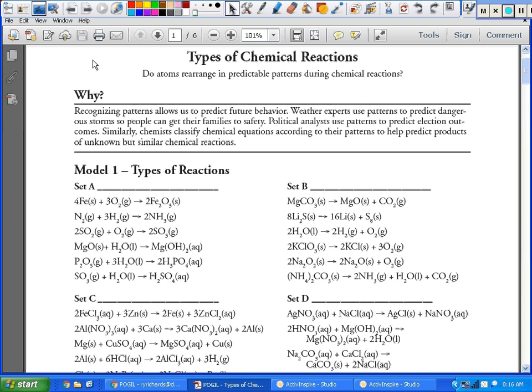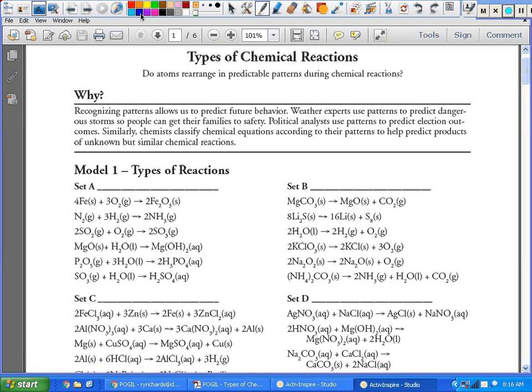So, do atoms rearrange in predictable patterns during chemical reactions? That is a question, and what is the answer to that question? It is a resounding yes. Okay. So we can predict what the outcome of chemical reactions will be based on certain patterns. And that's what we're trying to get you to see in this particular POGL. Recognizing patterns allows us to predict future behavior. Weather experts use patterns to predict dangerous storms so people can get their families to safety. Political analysts use patterns to predict election outcomes. Similarly, chemists classify chemical equations according to their patterns to help predict products of unknown but similar chemical reactions.